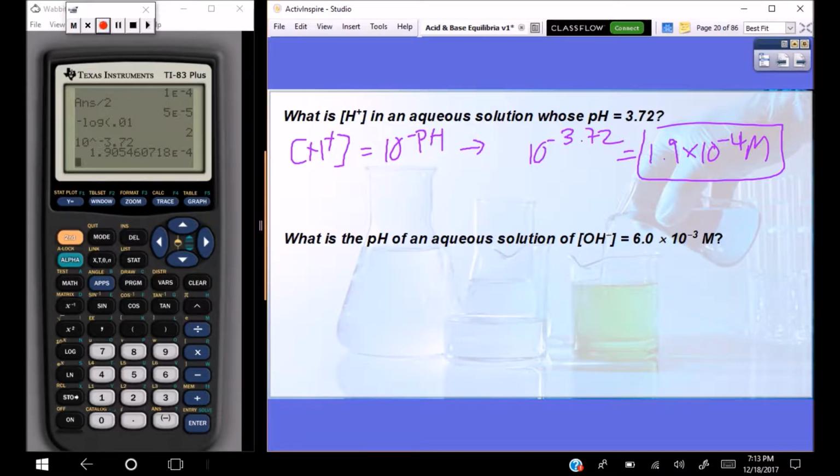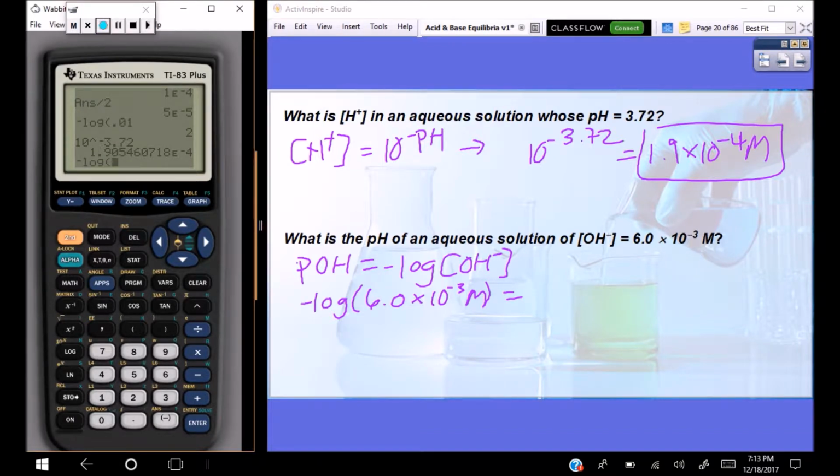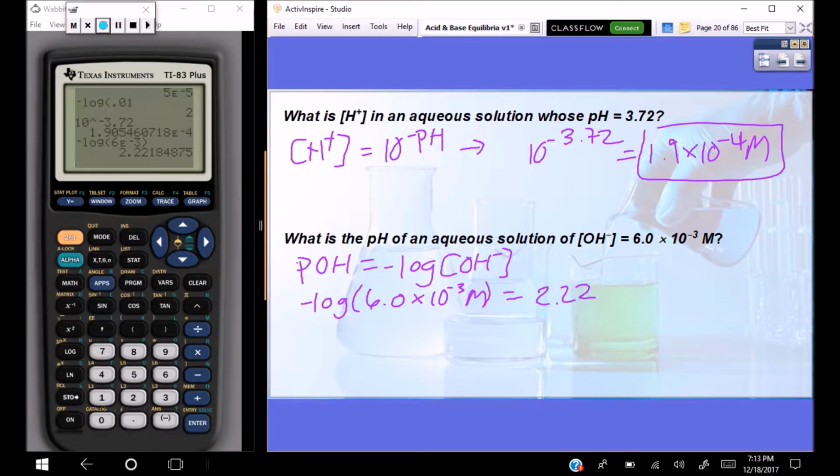All right, next one. What is the pH of an aqueous solution of hydroxide? Ooh. All right, this one's 2 steps. We've got our hydroxide concentration. I know pOH equals negative log of my hydroxide concentration. So I'm going to do negative log of 6.0 times 10 to the negative 3 molar. And that gives me 2.22 as my pOH.